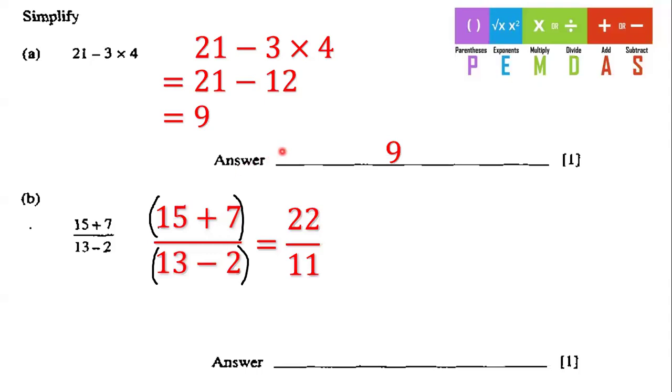Okay, good. So now we have 22 over 11, or 22 divided by 11. And so what is that gonna be? 2. 22 divided by 11 gives us what? 2. Very good. All right. And that gives us 2. So the answer here is going to be what? 2.